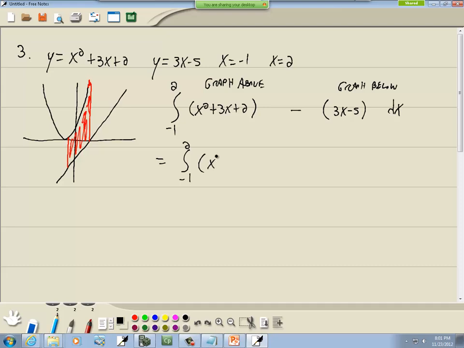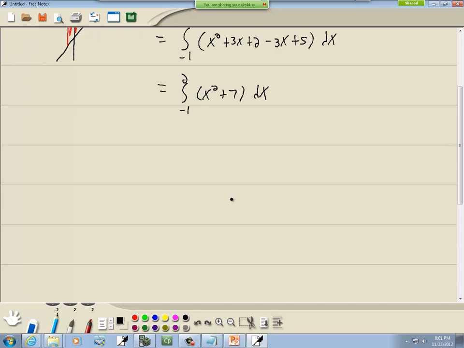So this becomes x squared plus 3x plus 2, and a negative out in front of your parentheses flips the sign of everything inside. So it becomes negative 3x plus 5 dx, which gives us 3x minus 3x drops away, 2 plus 5 gives us 7 dx. Okay. So we're going to add 1 to our power, divide by our new power. So that gives us 1/3 x to the third. And if you just got a number, remember you put an x next to it. So 7 becomes 7x.